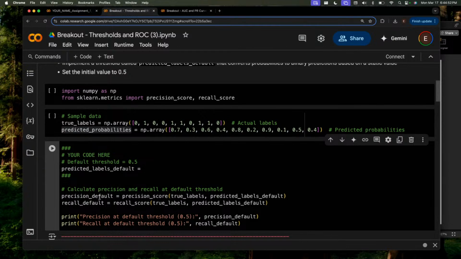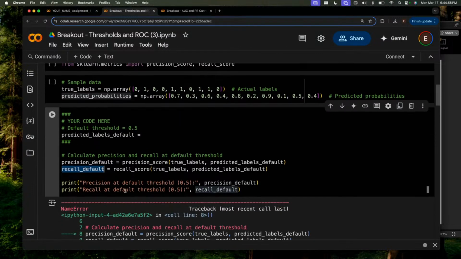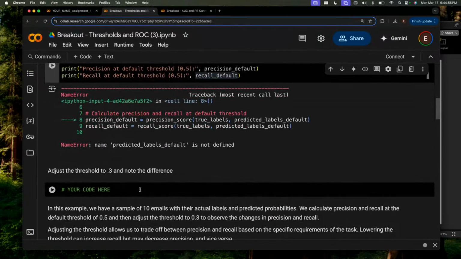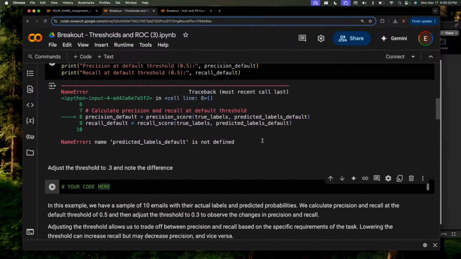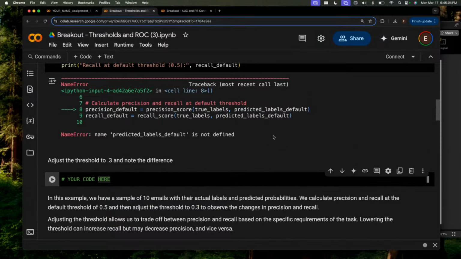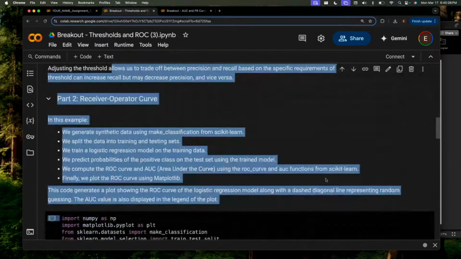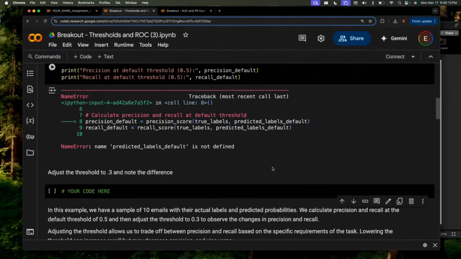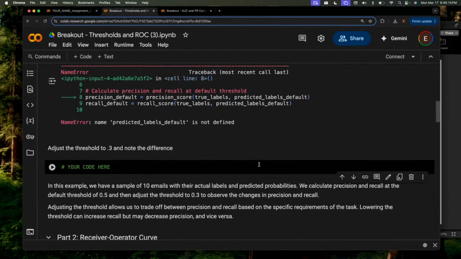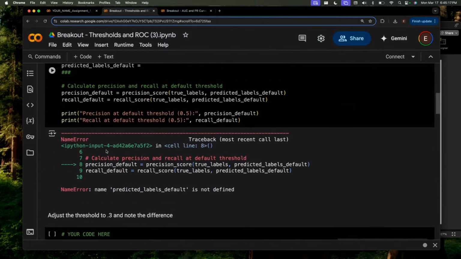If you call it predicted labels default, then you can just use it in this precision score and recall score. And I want you guys to print the precision and recall at 0.5. And then adjust to 0.3 and notice the difference. If you want, you can continue to play around with it to see what the trade-off is between precision and recall. So let's spend maybe 5-6 minutes on this.